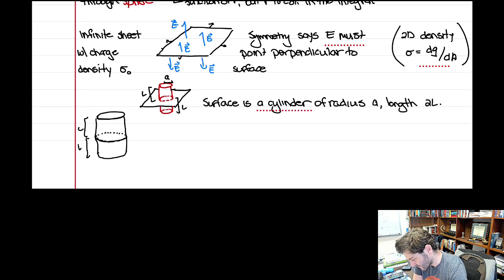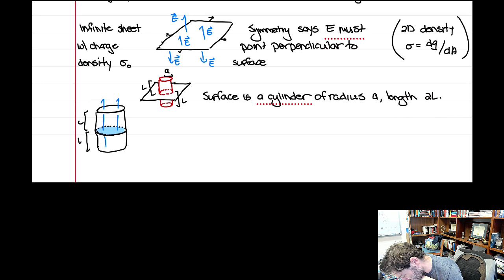Now the electric field, we said, can only point away from this patch here that has some charge. There are electric field vectors going up and piercing through the top, and then there are electric field lines going down and piercing through the bottom.